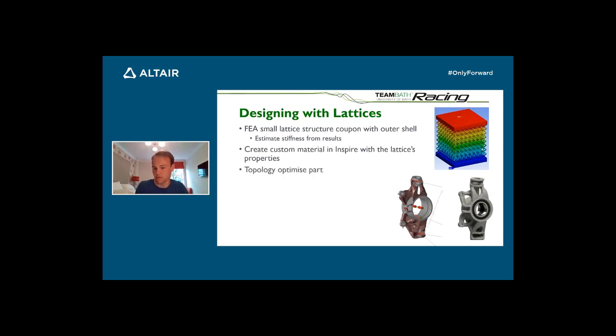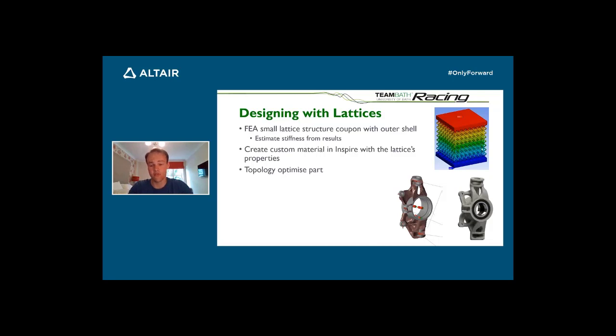You can then run the topology optimization like I explained on the slide before, out of which you get a form such as on the image on the bottom right of the screen. So that's the direct output from Inspire. And then you can see on the very right-hand side of the screen, the finished upright component that's using the exact same lattice structure and passed extra stages of FEA after that.